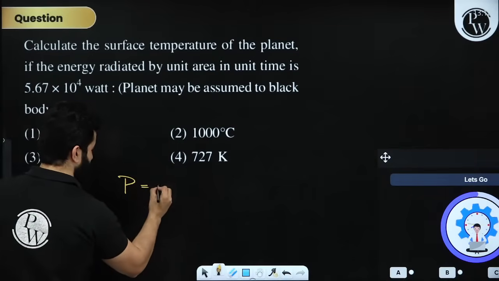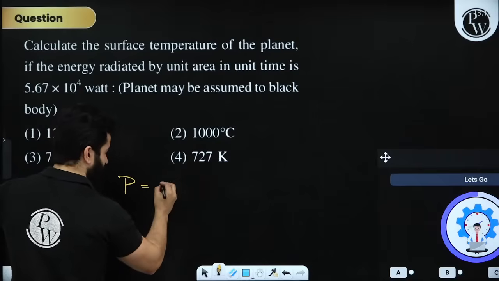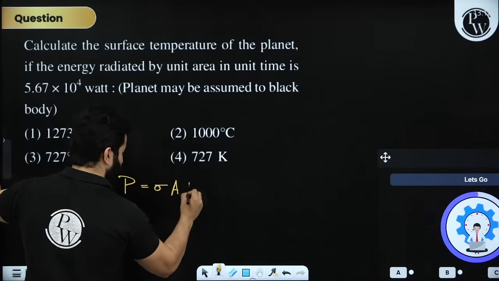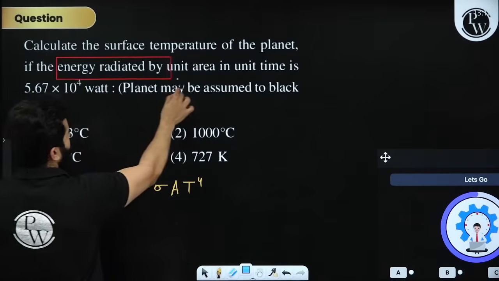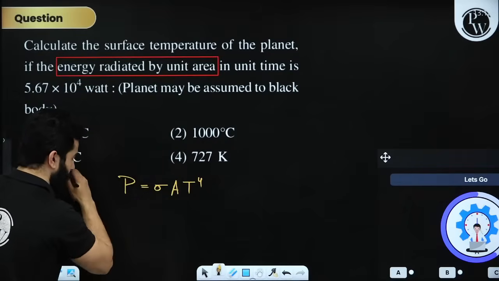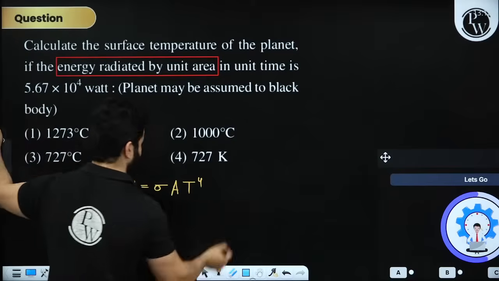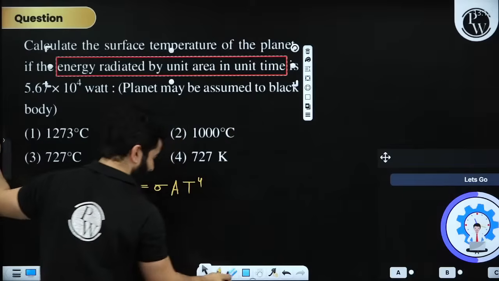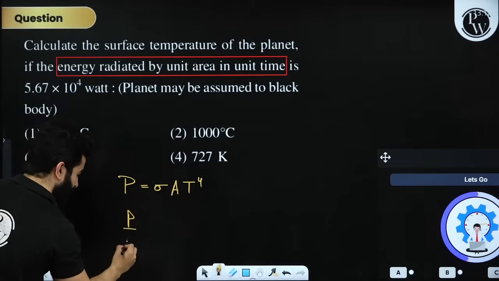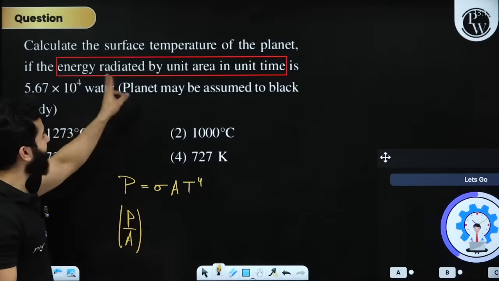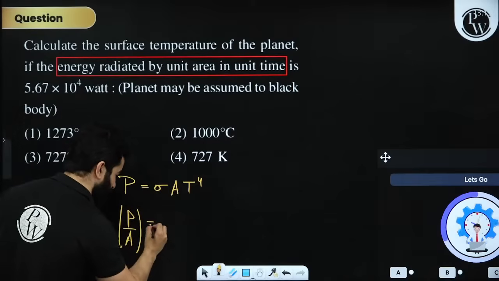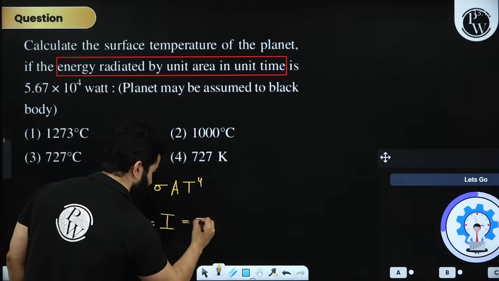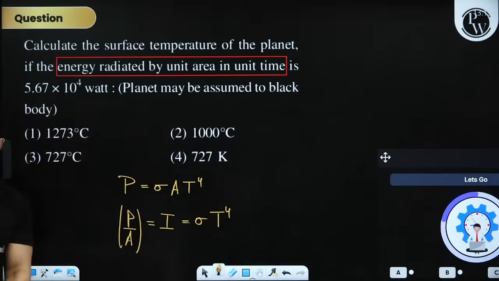So P will be written as, although it is e sigma A, right? So right now we are going to simply write sigma A T raised to the power 4. And kindly note they are talking about energy radiated per unit area in unit time. That means they are talking about intensity, that is power upon area. Energy radiated per unit time is power, and power upon area is intensity. So intensity will be simply sigma times T raised to the power 4. Now solve this and let me know if you have any doubt.